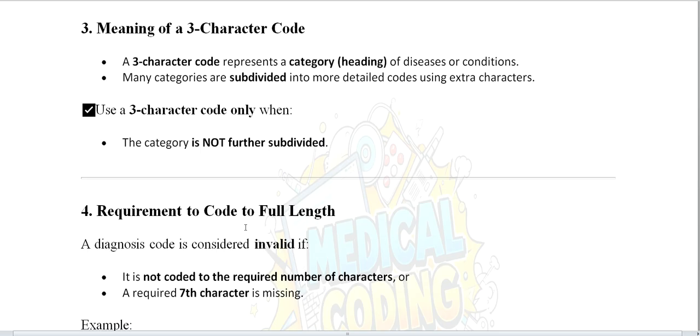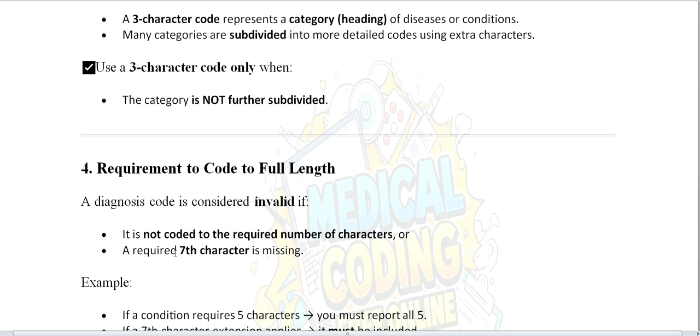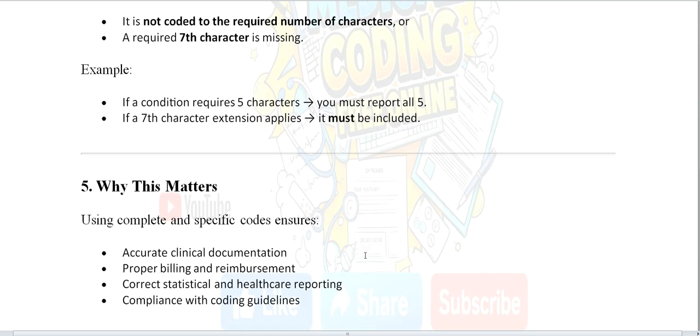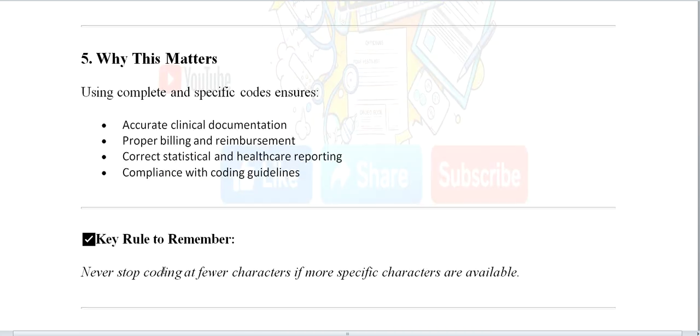So, the requirement of coding to full length: a diagnosis code is considered invalid if it is not coded to the required number of characters, or if a required 7th character is missing. For example, if a condition requires 5 characters, you must report all five. If a 7th character extension applies, it must be included. So why does this matter? Using the complete, specific code ensures accurate clinical documentation, proper billing and reimbursement, correct statistical healthcare reporting, and compliance with coding guidelines.